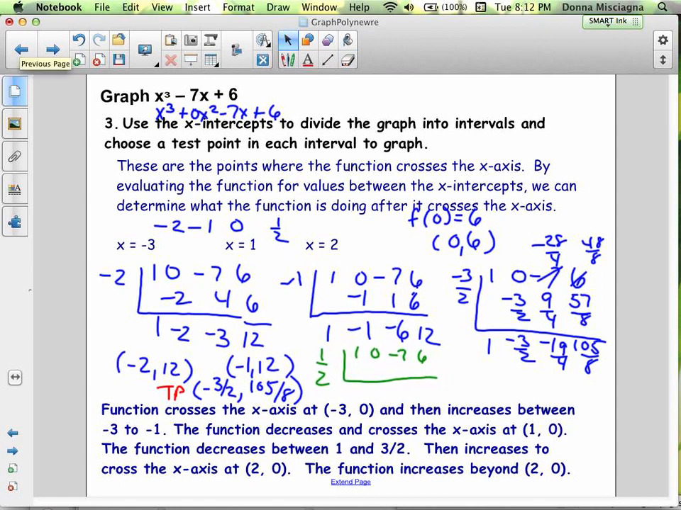All right, so bring down the 1. 1 times a half is a half. Add, I get a half. Multiply a half times a half, we get a fourth. Negative 7 is negative 28 fourths.